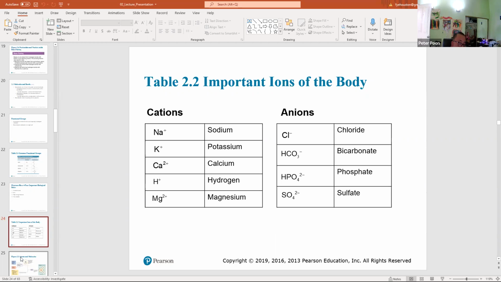Okay, so atoms are by definition neutral. You can take an atom and add electrons to it, or subtract electrons from it. When you add electrons to it, it becomes negatively charged and becomes an anion. These are the common anions that you have to know. And if you take an atom and remove an electron, you get a cation. And these are the cations that you have to know.